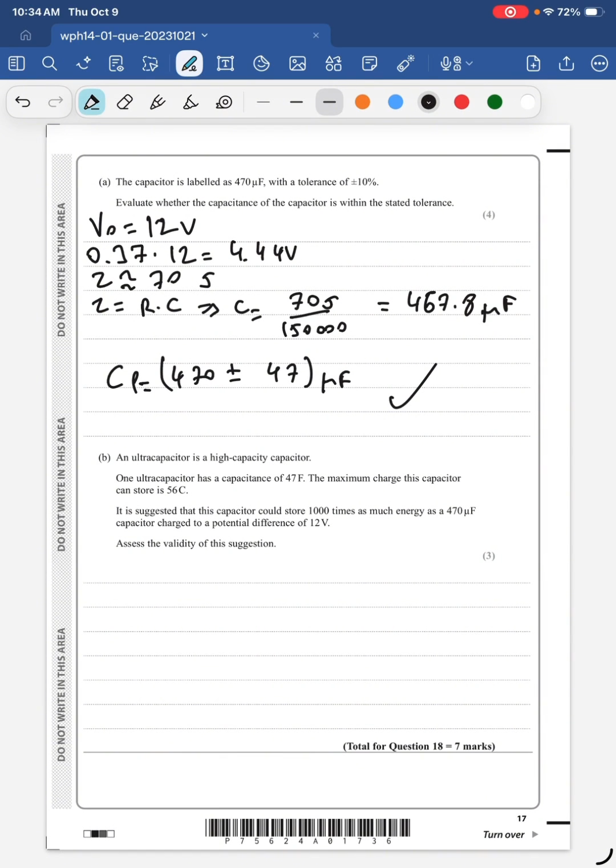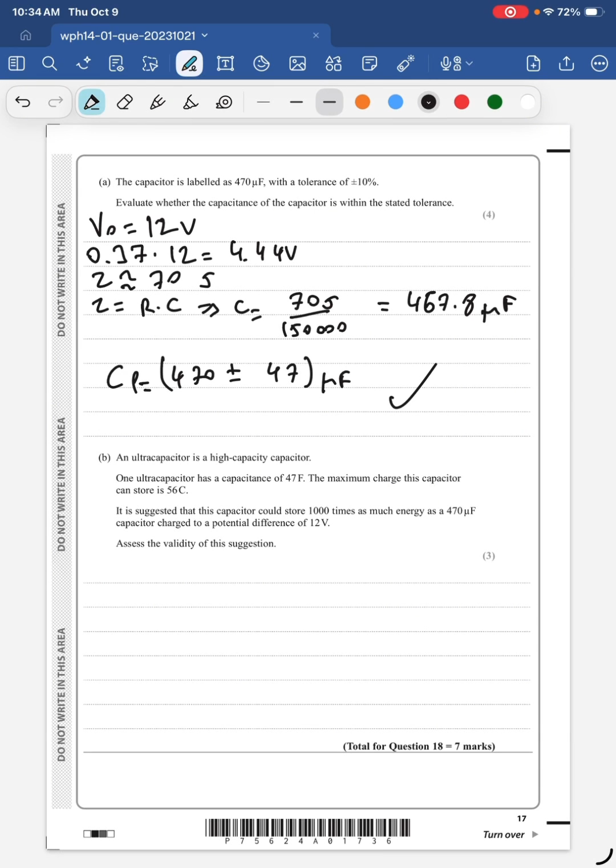Now, question B. An ultracapacitor is a high capacity capacitor. One ultracapacitor has a capacitance of 47 farads. That's huge. The maximum charge this capacitor can store is 56 coulombs. It is suggested that this capacitor could store 1,000 times as much energy as a 470 microfarads capacitor charged to a potential difference of 12 volts. Assess the validity of this suggestion.